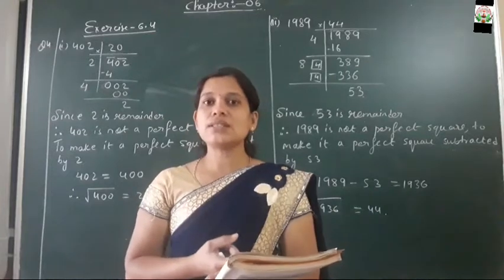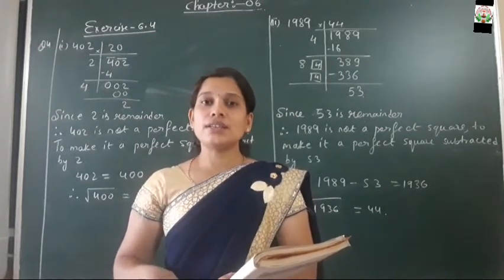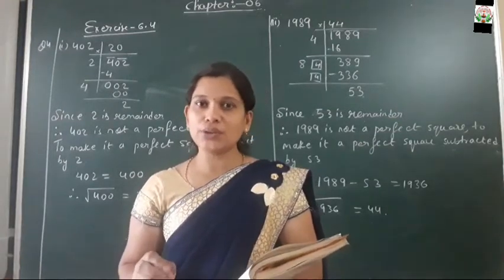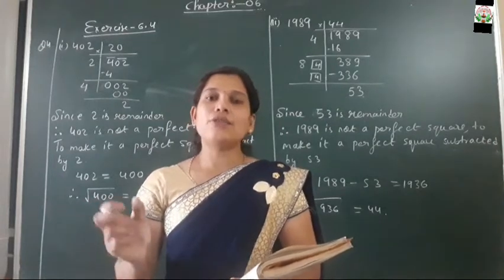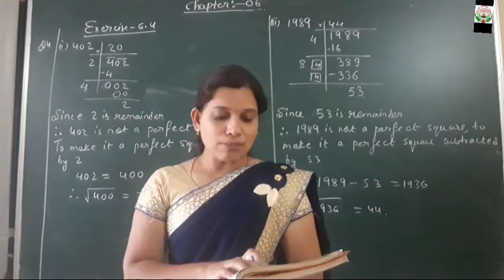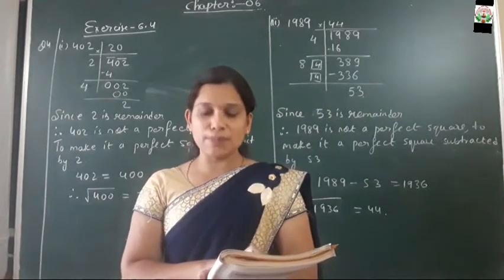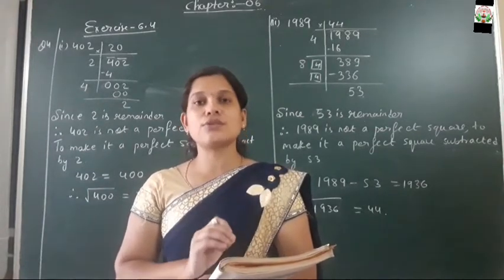In the previous exercise 6.3, we had to find the smallest whole number by which it should be multiplied or divided. Do you remember that question? The same way we are going to do this here also, but the words subtraction and addition come. So find the least number which must be subtracted from each of the following numbers so as to get a perfect square. Also find the square root of the perfect square so obtained.